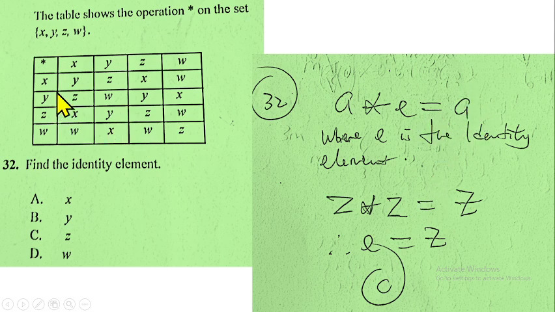So let's see. If I operate this with this, it gives me y. If I operate this with d, it gives me z. But if you look at all the combinations, it is when you operate z with z that it gives us z. Look at this row against this column. So when z operates with z, it gives us z here. So technically the identity element should be z, this z we are having here. So option C is the correct option for question number 32.